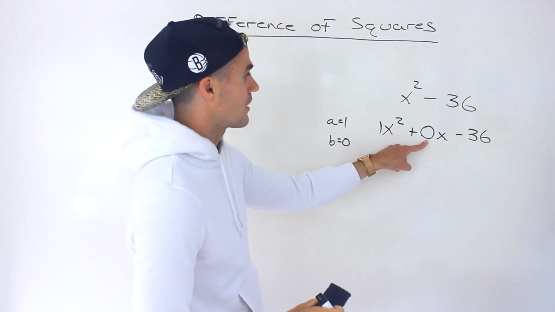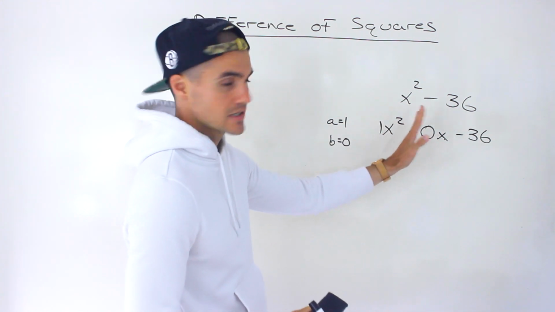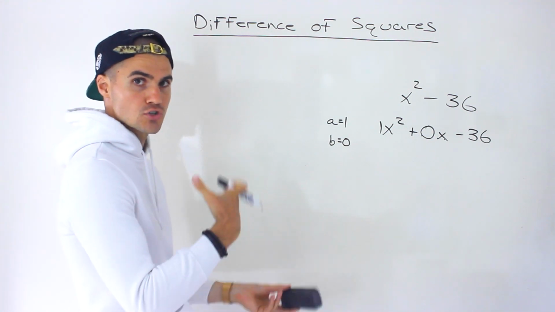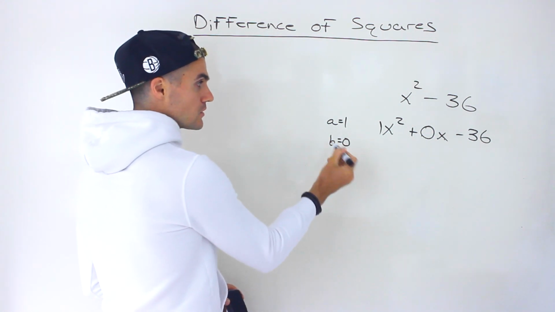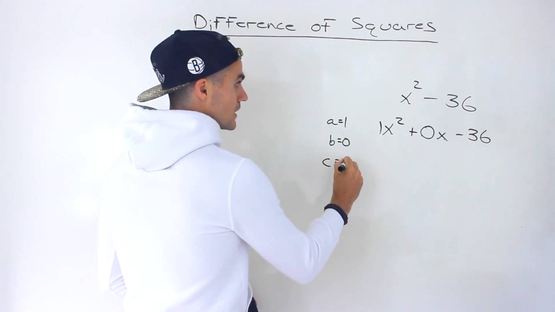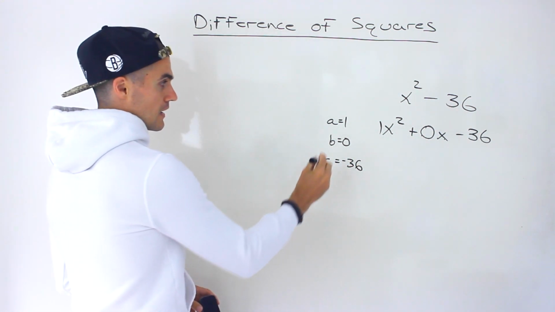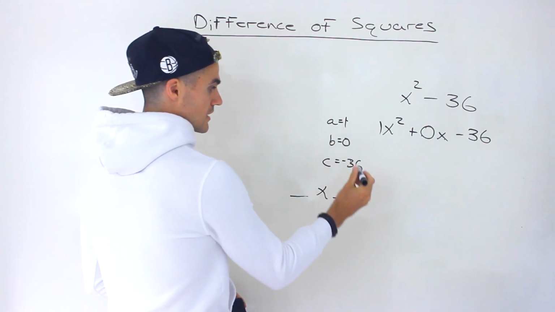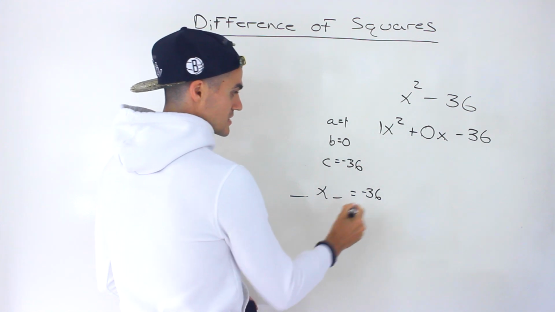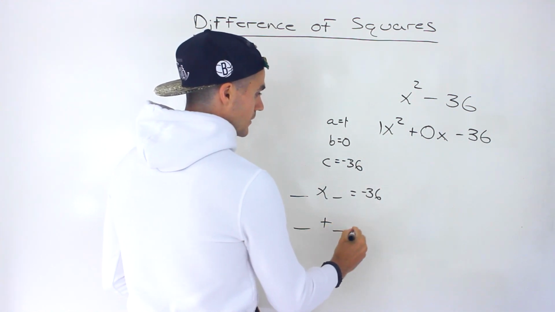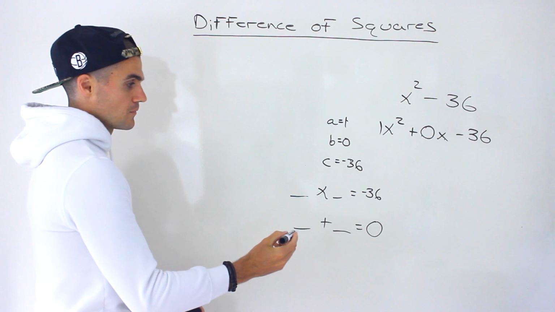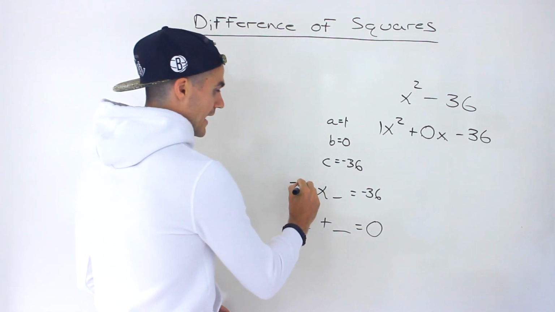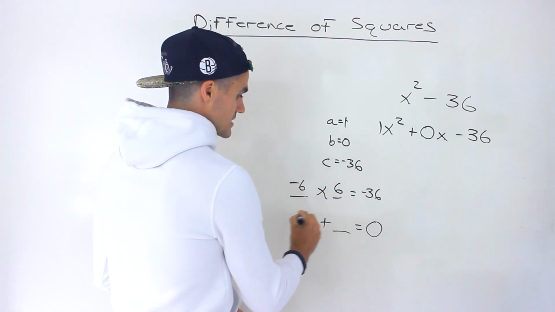But I put the 0 there in order to put it in that ax squared plus bx plus c format, just so you could see it still is in that format. It's just one of the terms is 0. So the b value is 0, and then the c value is negative 36. And then what we do, we find two numbers that multiply to 1 times negative 36, which is negative 36, the AC value, and then add up to that b value of 0. And what are those two numbers going to be? Well, it's going to be negative 6 and plus 6.